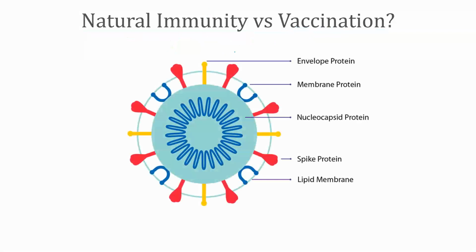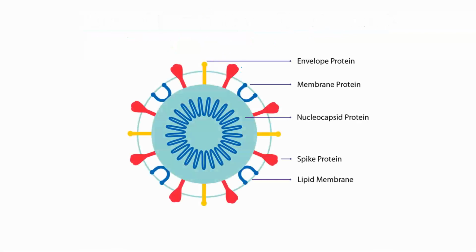Here's an example of the virus that causes COVID-19. This is an illustration of SARS-CoV-2. SARS-CoV-2 has a couple different proteins on it. It has an envelope protein, a membrane protein, a spike protein, a lipid membrane, and some of these nucleocapsid proteins. So there are different parts and pieces to it.